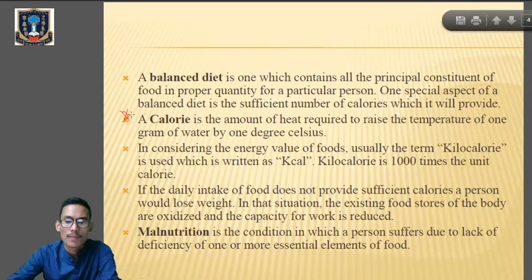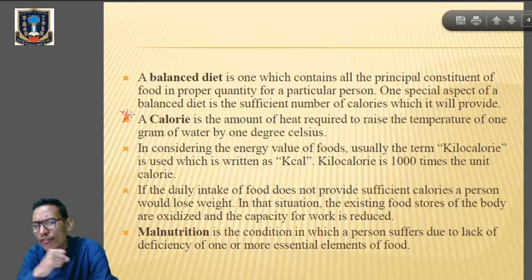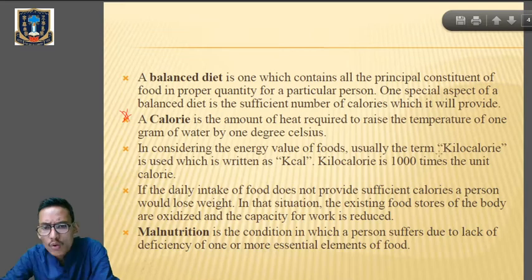Clear? Then, in considering the energy value of food, usually the term kilocalorie is used and written as kcal. Kilocalorie is 1000 times the unit calorie. So what are we writing over here?